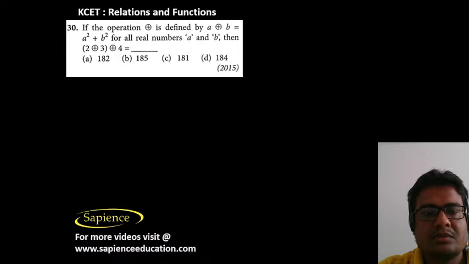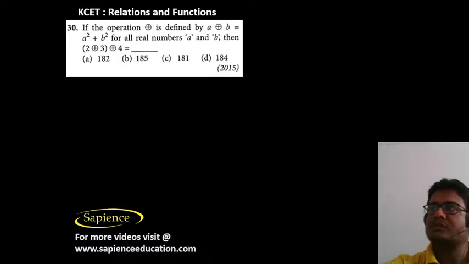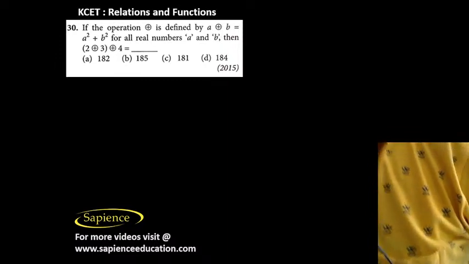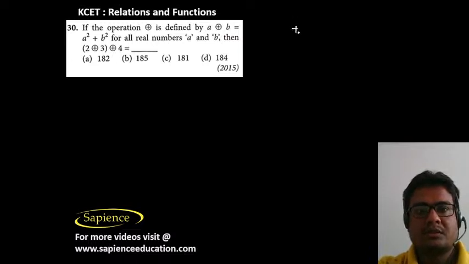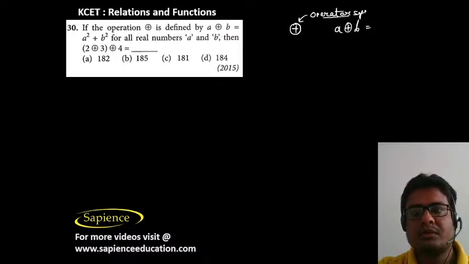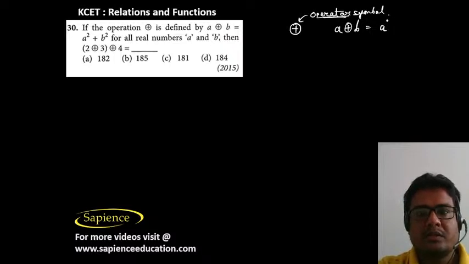Okay, then in question number 30, if the operation plus with a circle around it is defined as a operation b, we can call it the operator symbol, or simply the operator. So a operator b is equal to a square plus b square for all real numbers a and b.